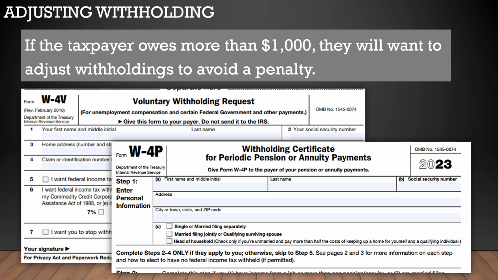And we talked, I think, just briefly in our unemployment lesson that there's the ability to have voluntary withholdings. And so for government payments and unemployment compensation, there's a W4V that can be sent to whichever governmental organization they're dealing with there, to withhold funds from unemployment or Social Security. So it's important for our clients to just know that they are in charge of those withholdings, and if they want to withhold more or less, that's something that they can control by filling out these forms.